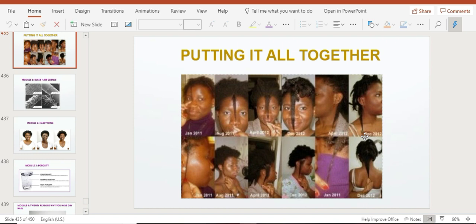Okay, so I want to review what you learned in Moisture Retention Blueprint. Remember, it's a 6 module program where I take you step by step how to moisturize your hair and how to retain more moisture in your hair so that you can love your hair more and enjoy your natural hair journey. All right, so let's go over what you learned all throughout the course.